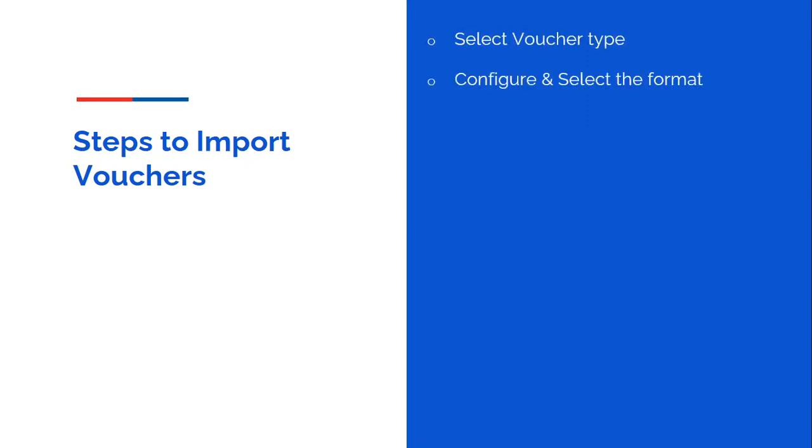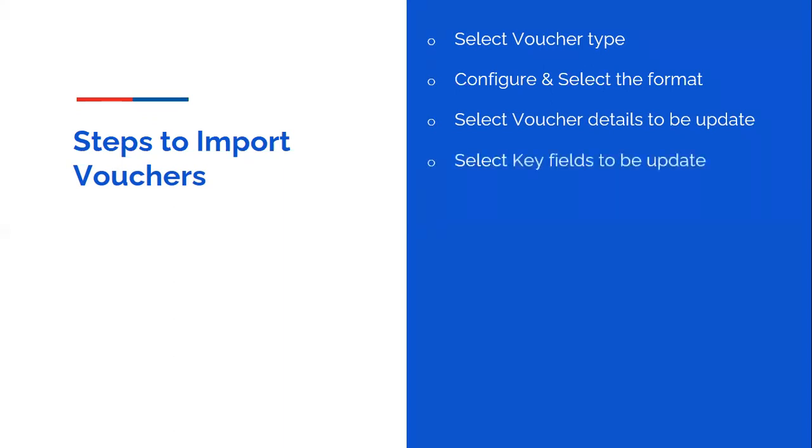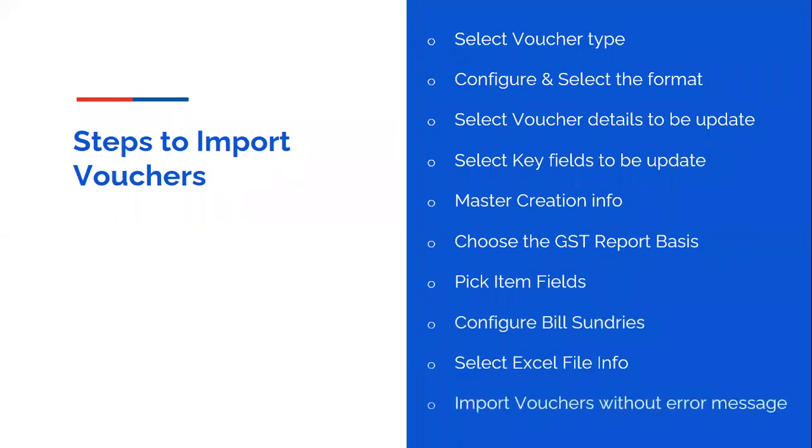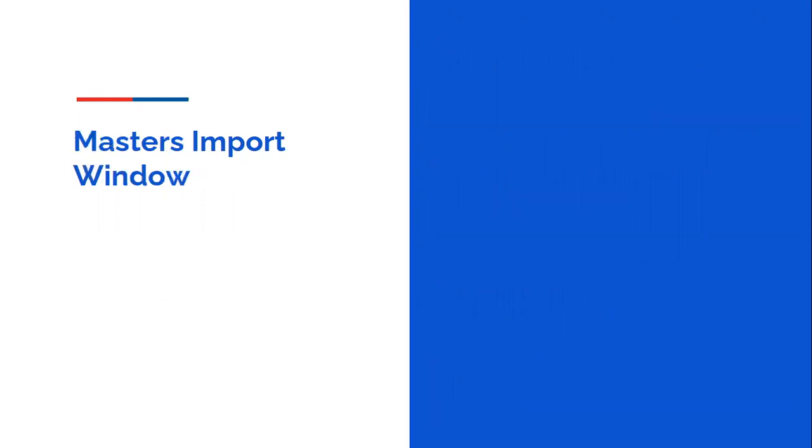Second is you have to configure the format and select the format in the configuration. After this, you have to do some configuration: select voucher detail to be updated, key field to be updated, and master creation info you have to mention, GST detail you have to mention, and pick item field. This option you can configure. After this, bill sundry, and select the Excel sheet information. And after this, you can import the voucher from the MS Excel. So these are the steps. I will show you in the practical demo also.